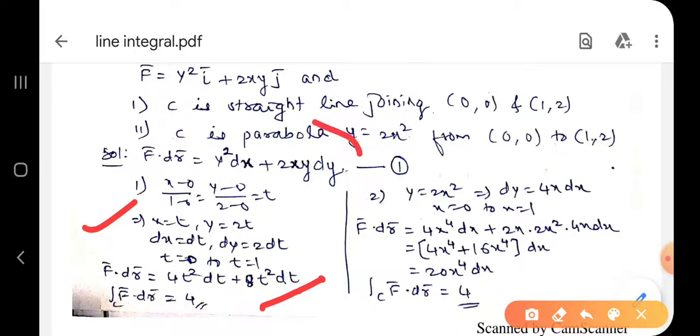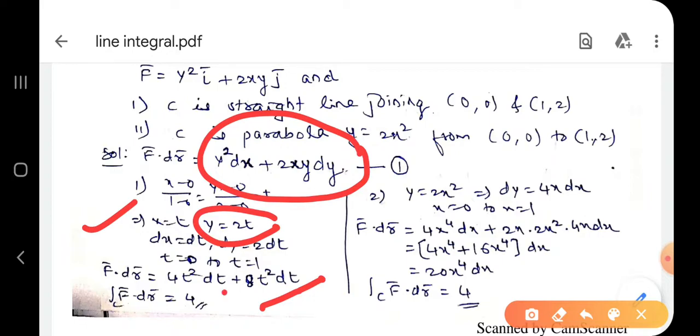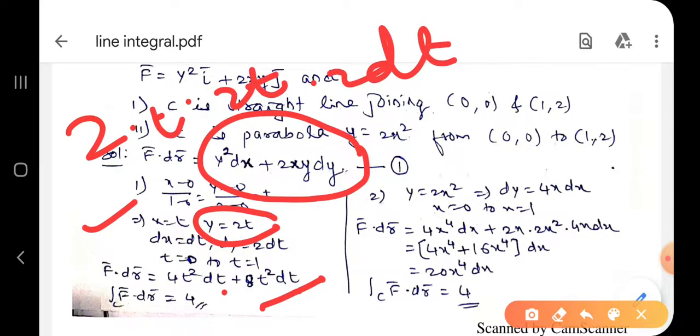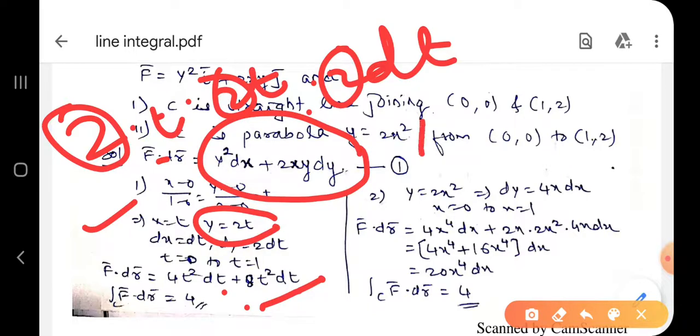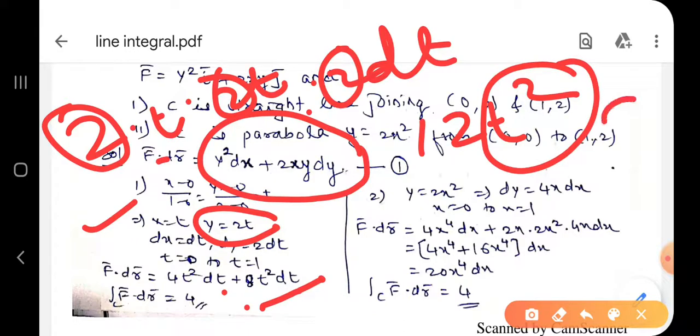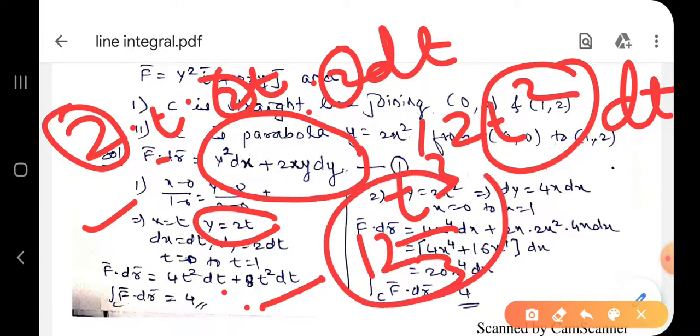because F bar dot dr bar is y square dx plus 2xy dy. If you substitute here x equal to t, dx equal to dt and y equal to 2t, I get here 4t square dt, then 2t, again y is 2t, and dy is 2 dt. So 2 into 2 into 2, if you take these 2, 2, 2, it becomes 8. 8 into t square dt. So 8 plus 4, it becomes 12 t square, and integration of t square is t cube by 3. Correct? And this 12 is there, so the answer you will get is 4.